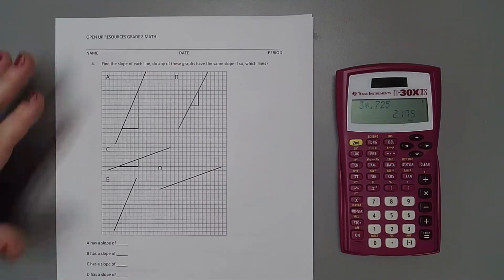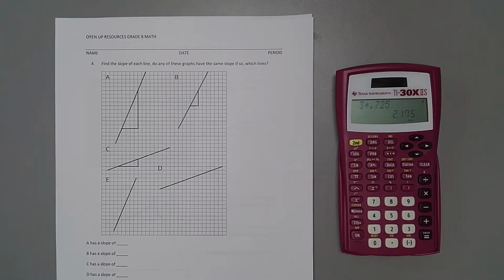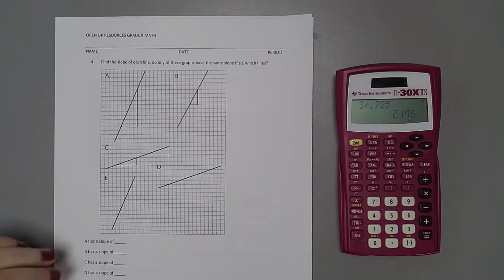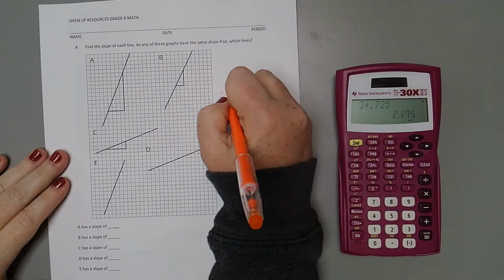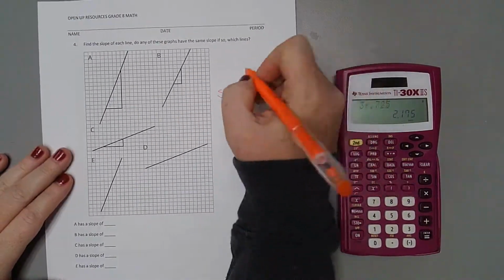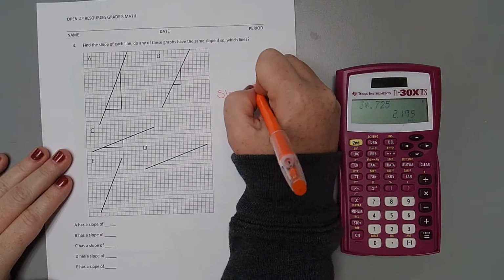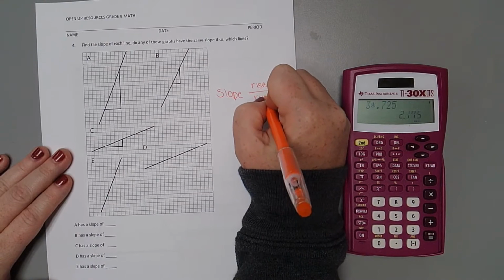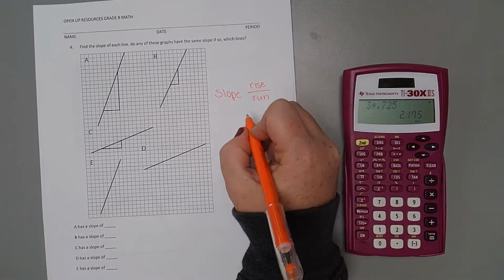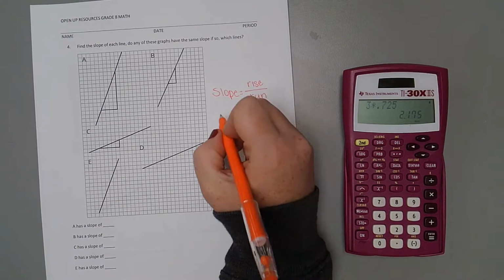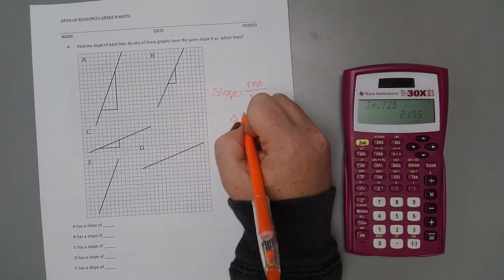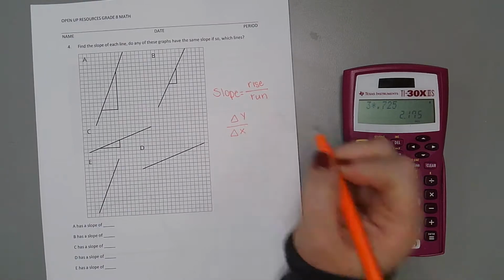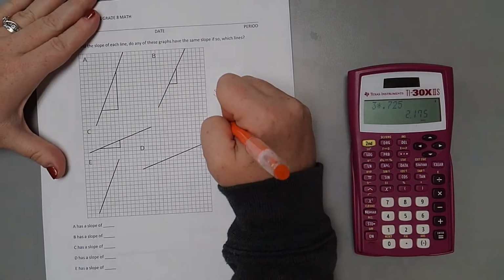Question 4. Find the slope of each line. Do any of these graphs have the same slope? If so, which lines? Okay, well, your slope was your change in y, which is your rise, over your change in x, which is your run. You could write it as change in y over change in x. This means change.